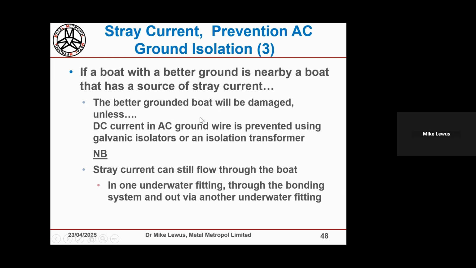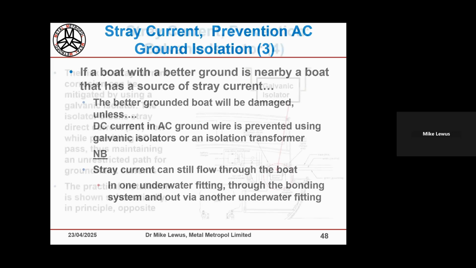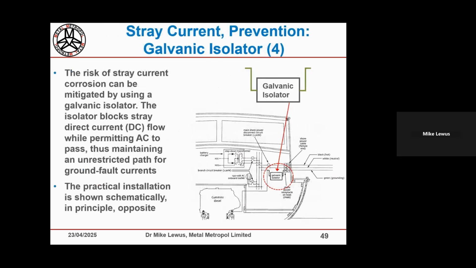This is back to the point I made where you've got 2 boats that aren't isolated from each other. If boats aren't isolated, there is a higher risk of stray current flowing from one to the other, or it could be a defective battery on one boat causing electrical current flow in water to the other boat. The way to combat this, I've mentioned the words enough already: galvanic isolators and isolation transformers.